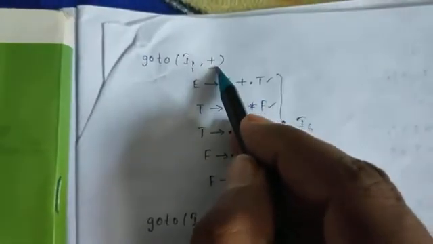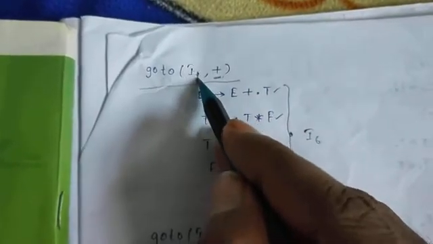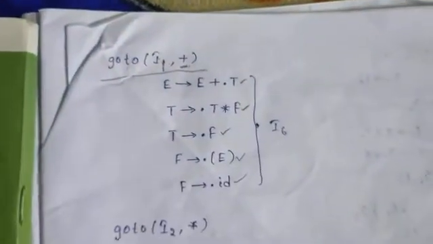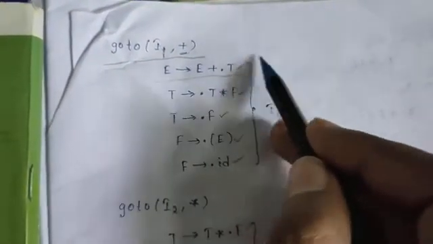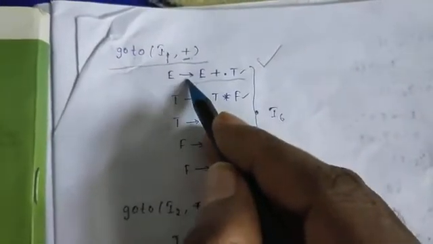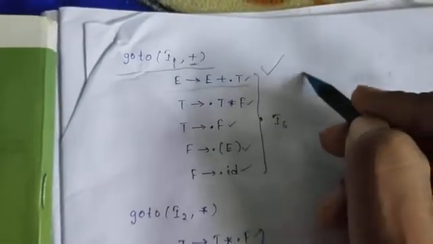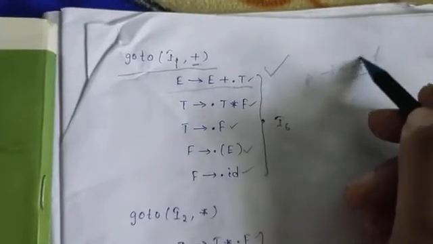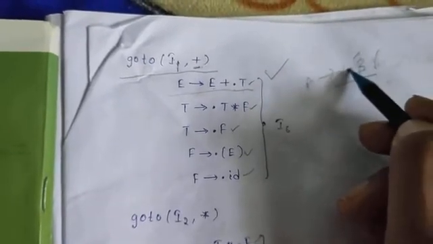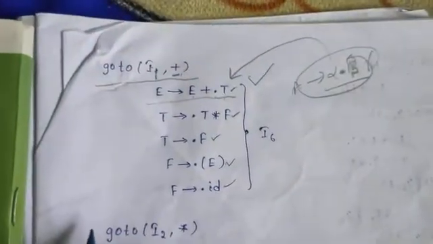In I1 state, the dot is moving by passing the plus. For that reason, it should be indicated as go to I1 comma plus. After passing this, I'll get only this production, E tends to E plus dot T. After observing this, it matches again to A tends to alpha dot B beta. Here the dot should be before a non-terminal. This type of rule will be accepted.